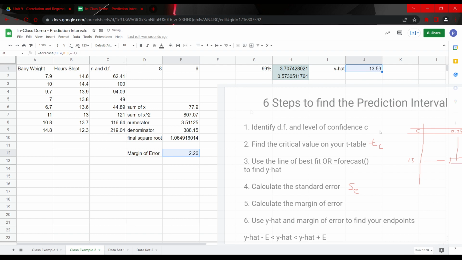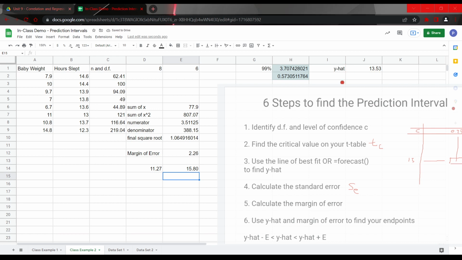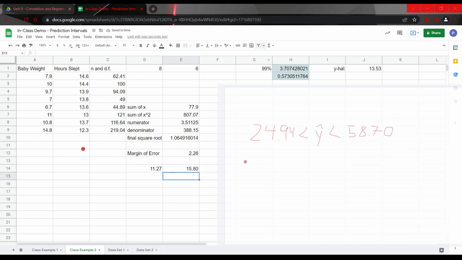Again, I'm going to lower the decimal points there. So on my lower end, I'm going to have y hat minus the margin of error. On the higher end, I'm going to have y hat plus my margin of error. And so in my answers, if I'm writing this on paper, so let me do this in green, it'll be 11.27 ≤ y hat ≤ 15.80.